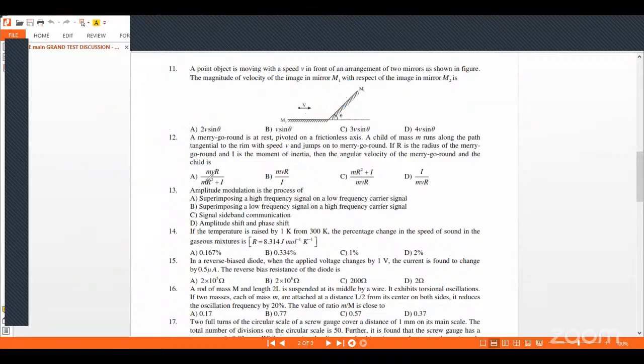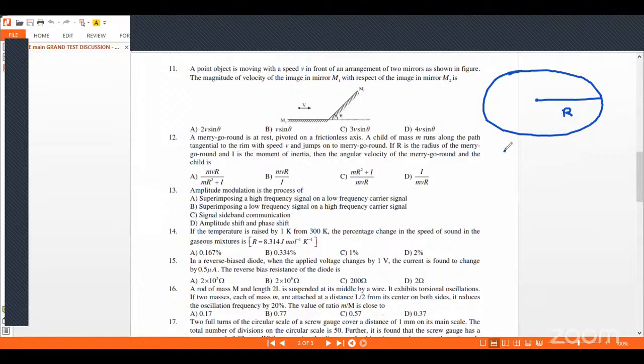Next, 12th one. A merry-go-round is at rest, pivoted on a frictionless axis. A child of mass m runs along the path, like in a disc. Merry-go-round means in the form of a disc. The child runs tangential to the ring with a speed v and jumps onto the merry-go-round. The radius of the merry-go-round is r. I is the moment of inertia. Then the angular velocity of the merry-go-round with the child is, right?